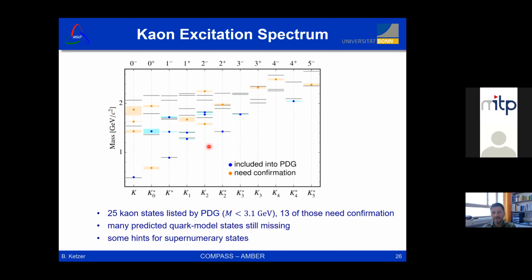I think the kaon spectrum is much less known than the non-strange light meson spectrum. There are about 25 kaon states listed by the PDG, 13 of which need confirmation, and that's what COMPASS or AMBER wants to do.